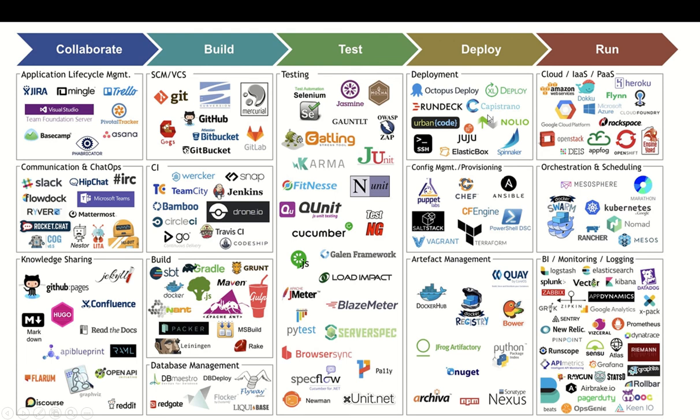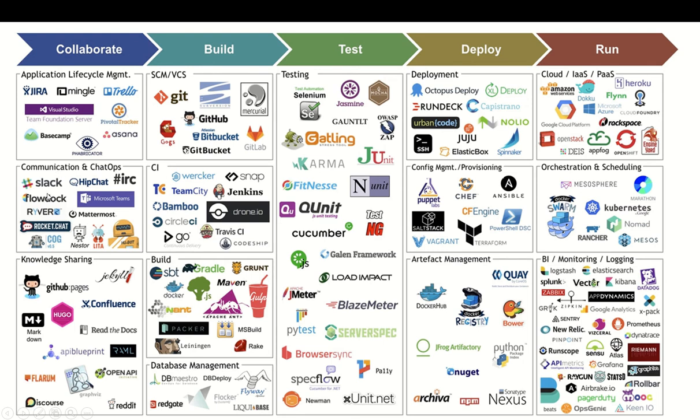Here, I'm trying to give information about what tools will be used at different levels. At the collaboration stage, application lifecycle management, we'll be using tools like Jira, Visual Studio, or Asana. We are not using all the tools, but we'll be using a few tools for the complete pipeline. So we may use this one, we may use this one, it's like that.